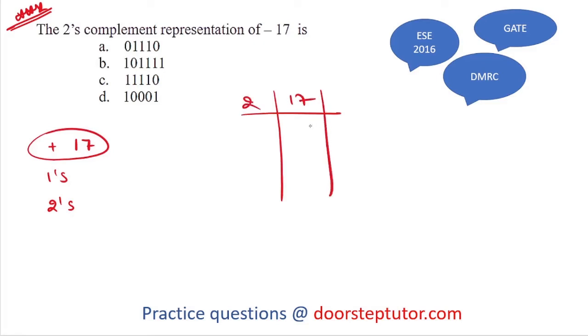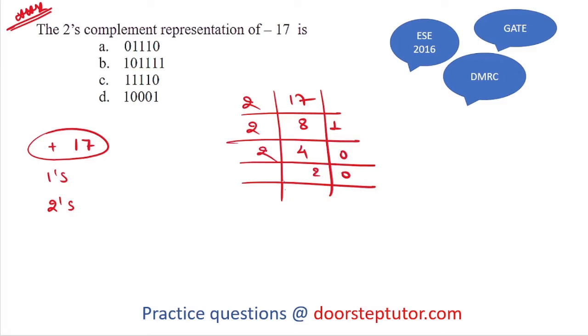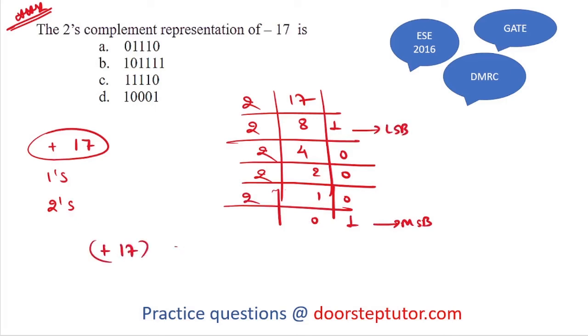2 8s are 16, remainder is 1. 2 4s are 8, remainder is 0. 2 2s are 4, remainder is 0. 2 1s are 2, remainder is 0. And then 2 times 0 is 0 and remainder is 1. So this is going to be the MSB and this is going to be the LSB. So 17, or plus 17, can be represented as 10001 in binary format.